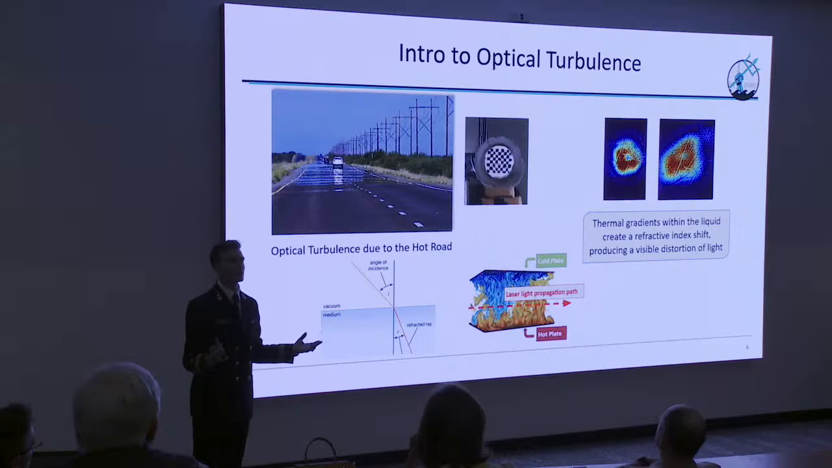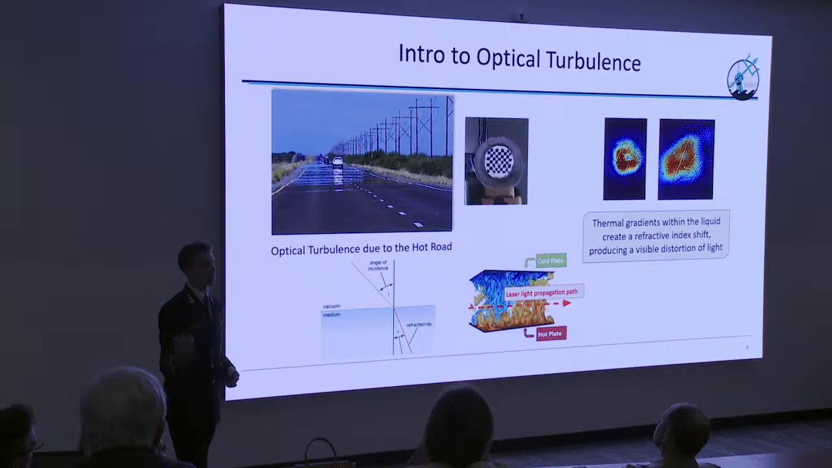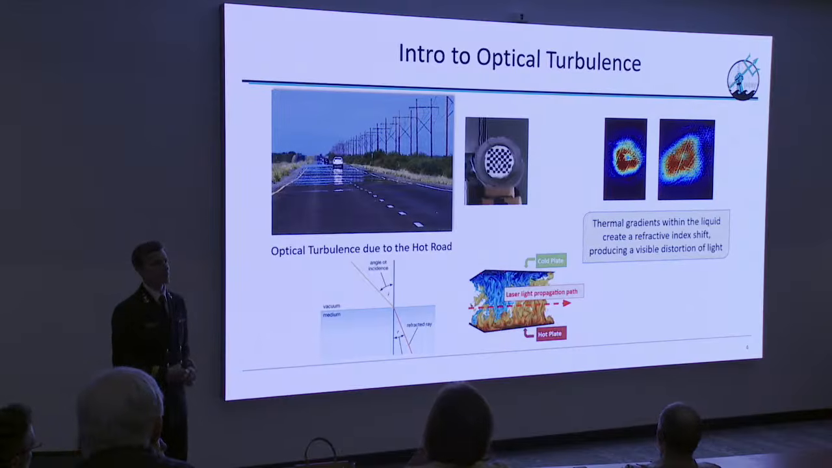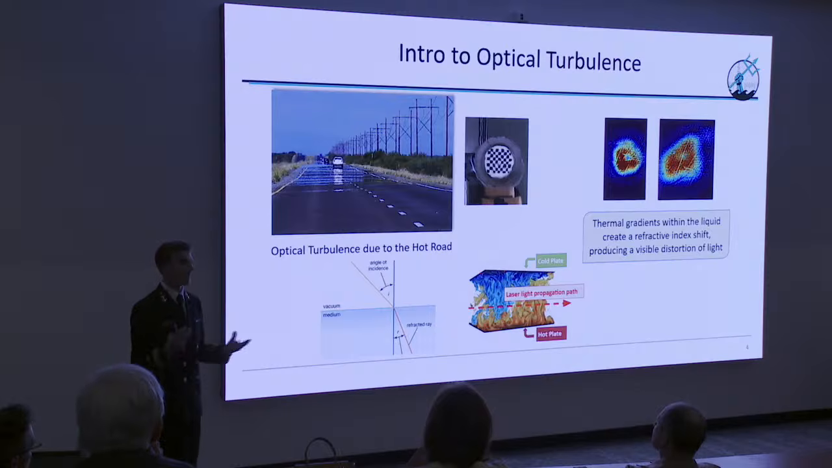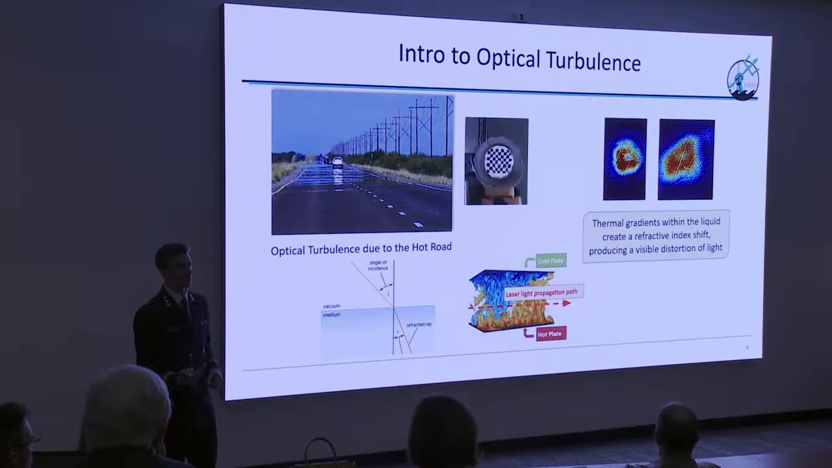So optical turbulence can be found in our everyday lives. On a really hot Maryland day, you'll see heat radiating up off of the pavement and see the mirage effect and distortions in the light. That is a form of optical turbulence. And optical turbulence is formed by there being temperature gradients in the medium that we're looking through. And those temperature gradients lead to index of refraction changes, which then distorts the phase of the light.